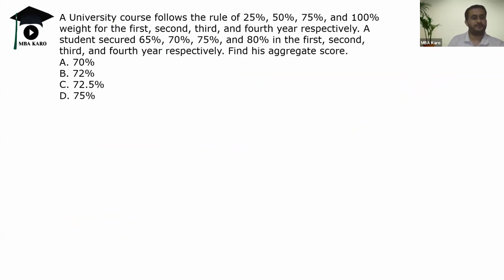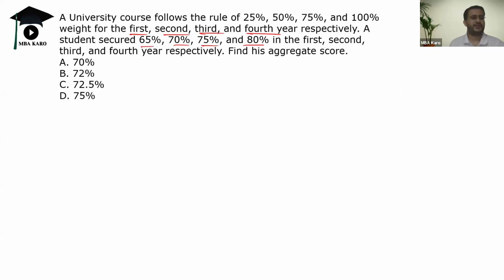Okay, so here's the next one. It says a university course follows a different rule of marking, which is 25%, 50%, 75%, and 100% weight for the first, second, third and fourth year respectively. A student got 65%, 70%, 75%, and 80% in the first, second, third, and fourth years. We need to find his aggregate score.